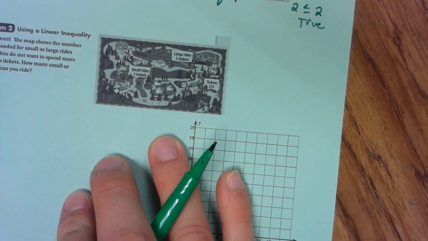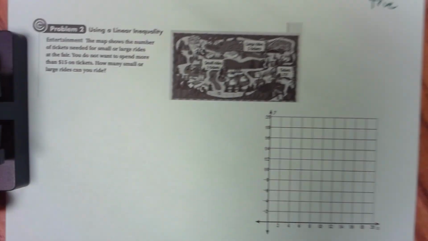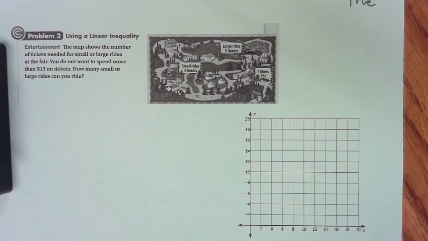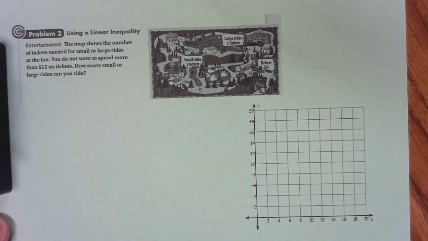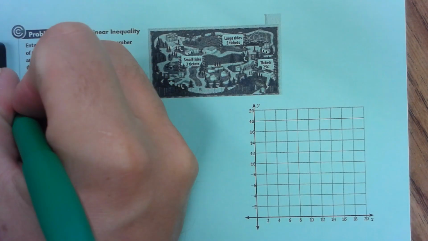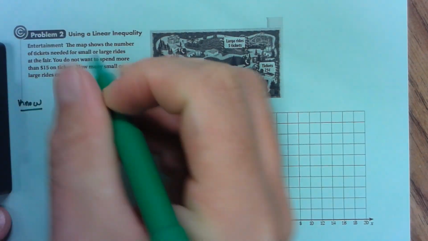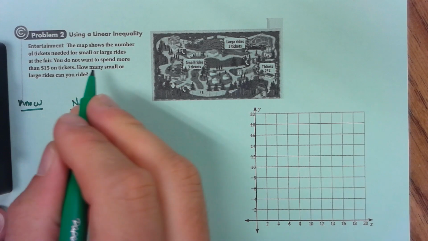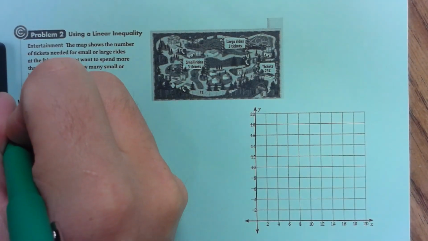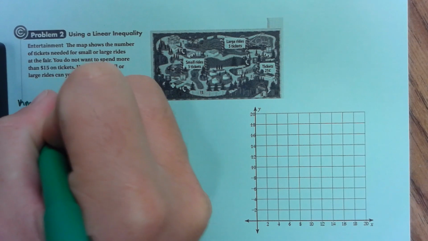So I did throw in a quick word problem for us, a quick application problem. It says the map shows the number of tickets needed for small or large rides at the fair. You do not want to spend more than $15 on tickets. How many small or large rides can you ride? Well, one thing that I've pushed on us when we see new problems, especially word problems, is what do we know? We're going to list that out. And what do we need? Okay, so we know that we don't want to spend more than $15. So let's just say we have $15 to spend.